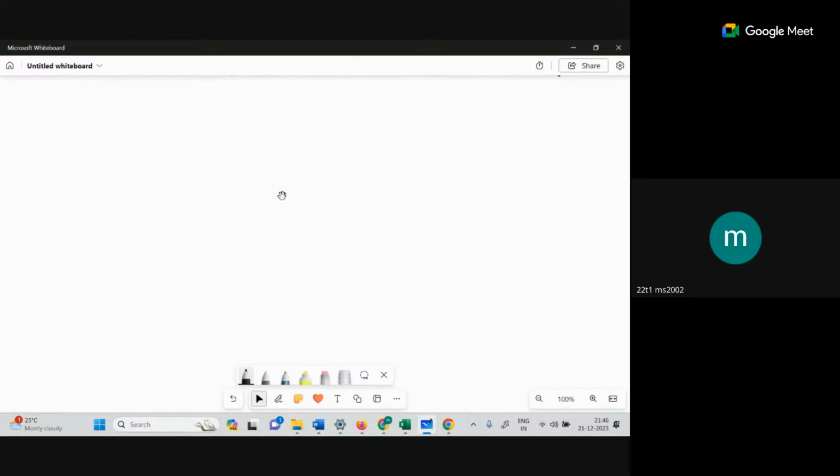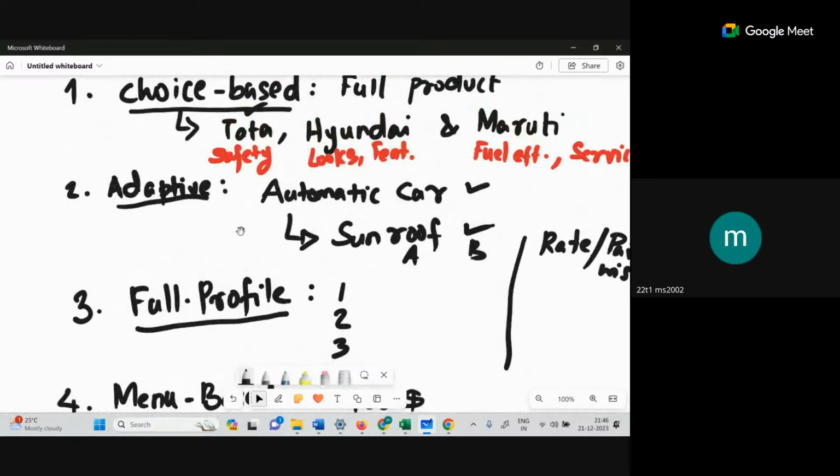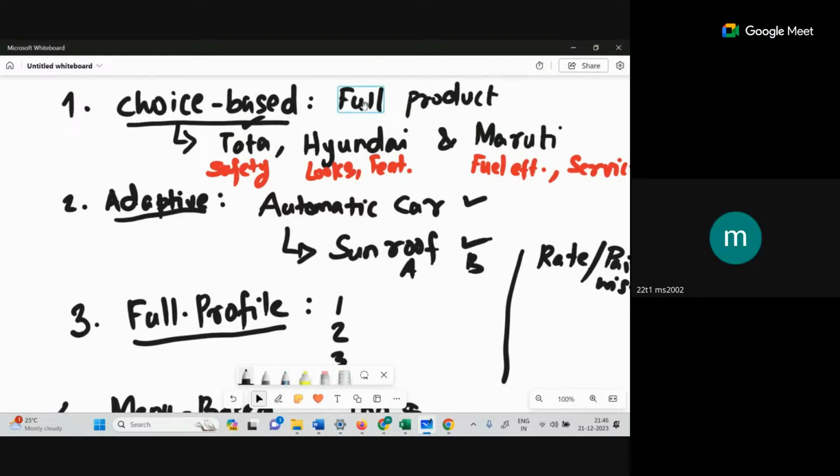So the next thing comes the optimization approach. Sir, the difference between full profile and choice based is that the choices are limited in choice, right? No, all the choices are given. Here you are given a full product. So Tata, we don't give you engine separately, gearbox separately, steering separately. It's a full product, choice based: Tata, Hyundai, and Maruti. Out of the whole product, the customer has to decide one. Maybe he's not buying this, but you are asking which product he would prefer more.